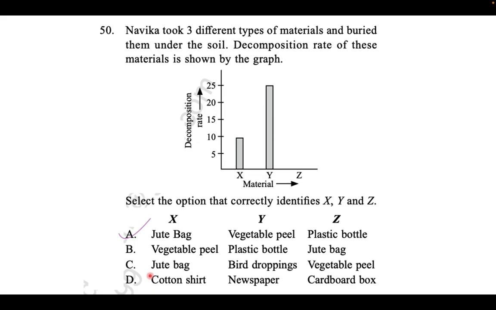According to the given graph, Y has the maximum rate of decomposition. Hence, it can be a vegetable peel. Decomposition rate of X is lesser than Y, so X can be jute bag. Material Z does not decompose at all, so it can be plastic bottle which is non-biodegradable.